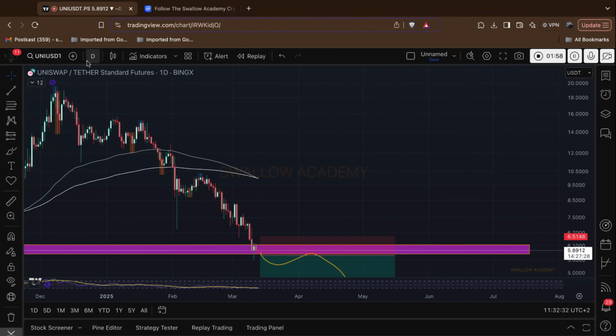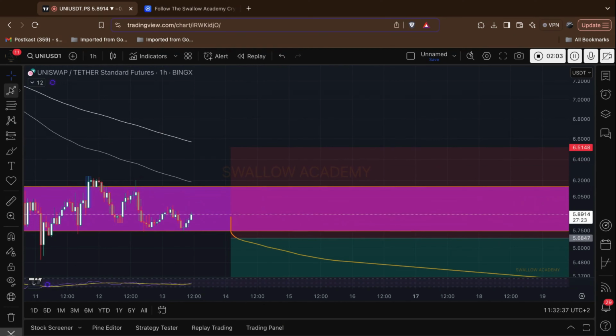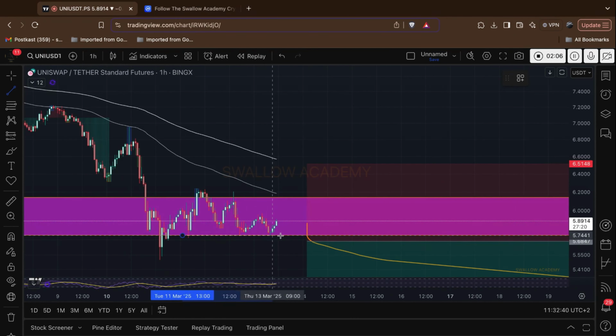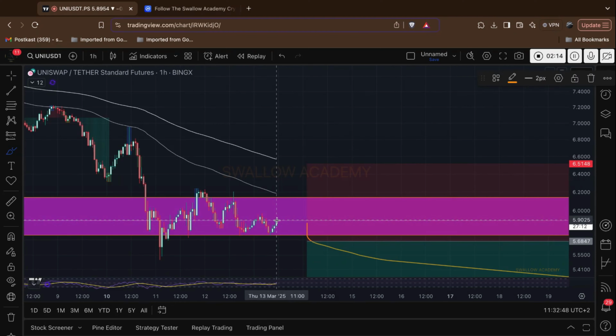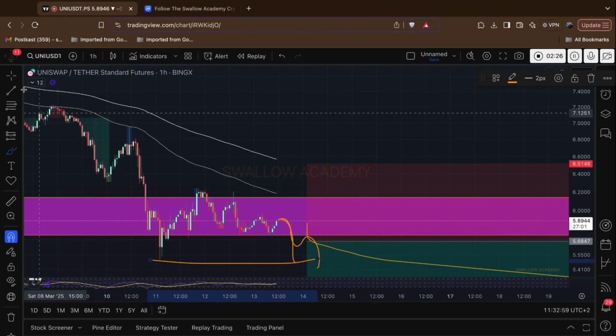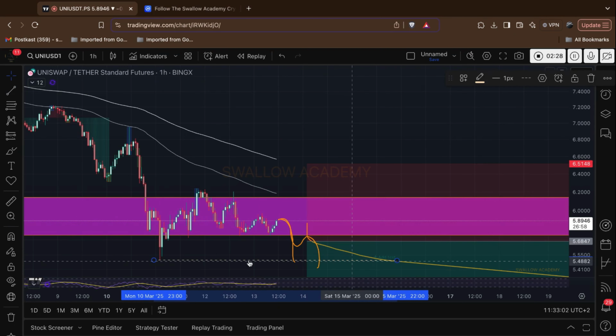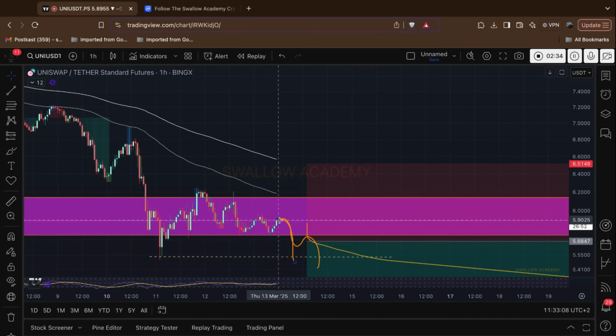In order to see a proper breakdown, we are going to go on the smaller time frames. Let's go on the hourly time frame, and this line actually is pretty accurate here. So we want to see a breakdown from this line, a retest, and movement to lower zones. Now, if we see a full breakdown here, and we break lower than this line, which is a very choppy line right now, then we are going to enter into an immediate market price short position.